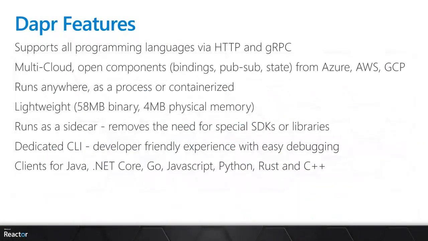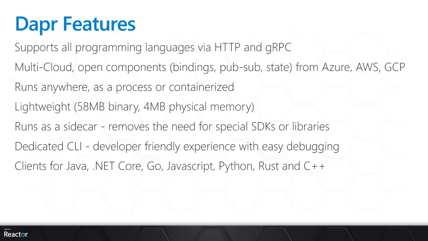So just to summarize, Dapr supports all programming languages via HTTP and gRPC. It's multi-cloud with open components, and provides a lot of bindings and building blocks such as bindings, pub/sub, and state, to connect to any sources such as Azure, AWS, Google Cloud Platform. It can run anywhere as a process or containerized. It's a very lightweight runtime, 58 MB in size, and takes hardly 4 MB physical memory. It runs as a sidecar, so it's not directly embedded into your application. So it removes the need for special SDKs or libraries.